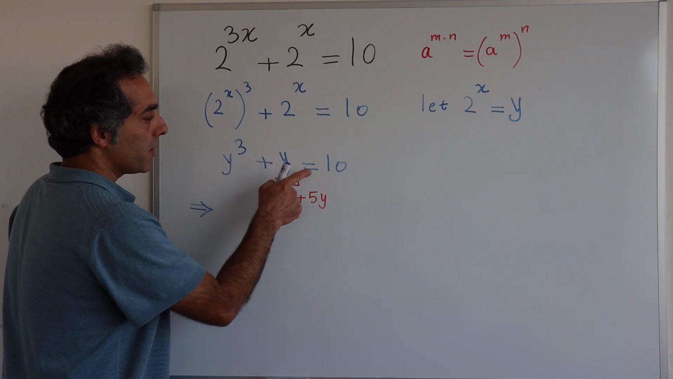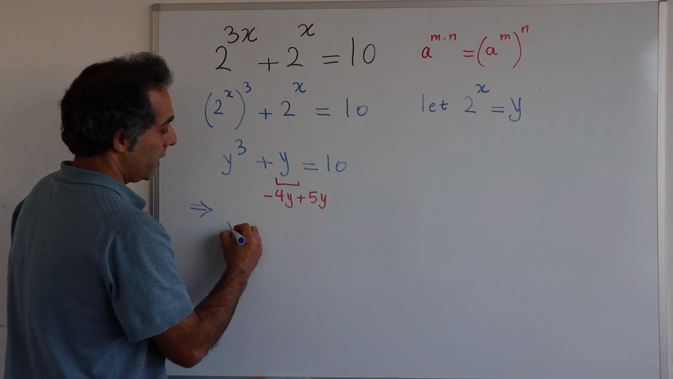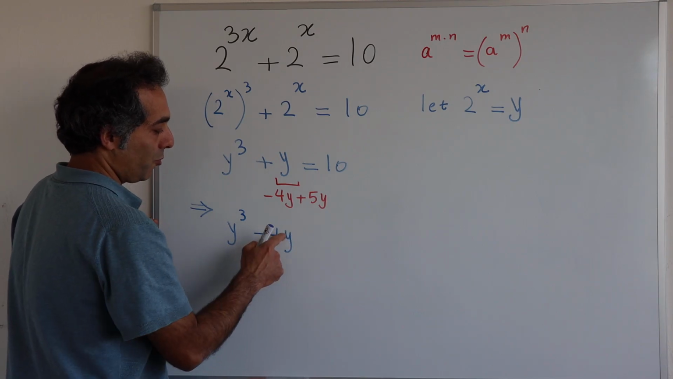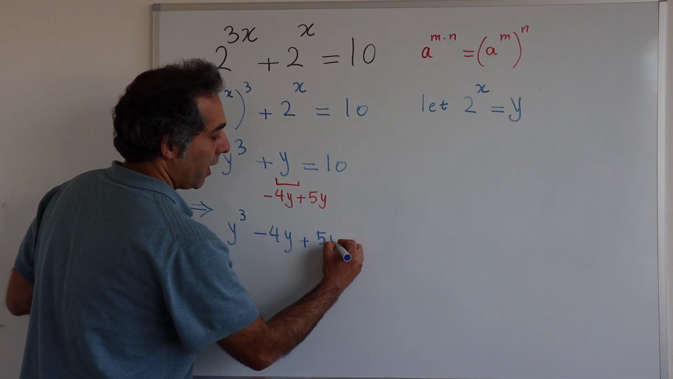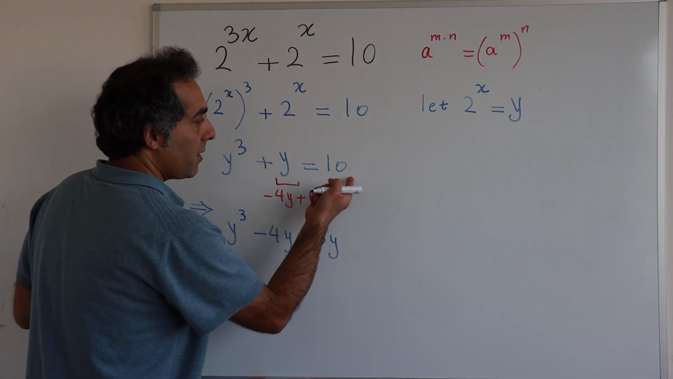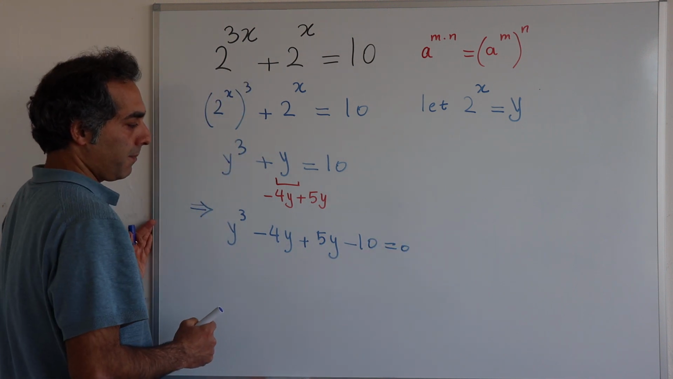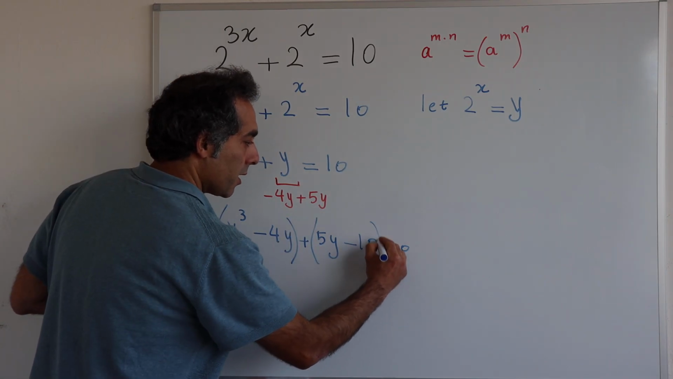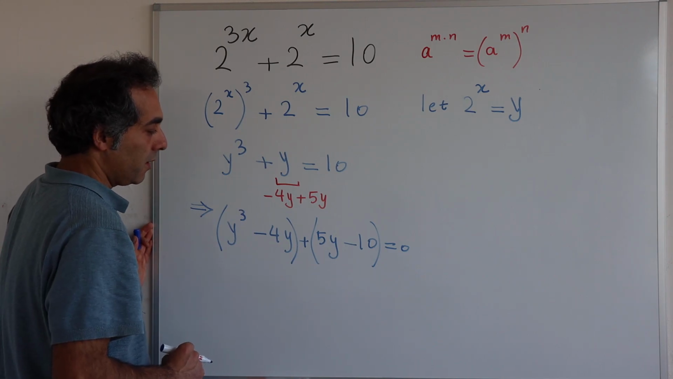Now I can pair these terms with each other. Y cube now minus 4y, because I want to pair this minus 4y with this y cube, plus 5y, and the summation for these two terms is simple y. And I take this 10 to the other side and flip its sign. Now I have two pairs, this pair and this pair. I put them in parentheses because you can find the way easily.